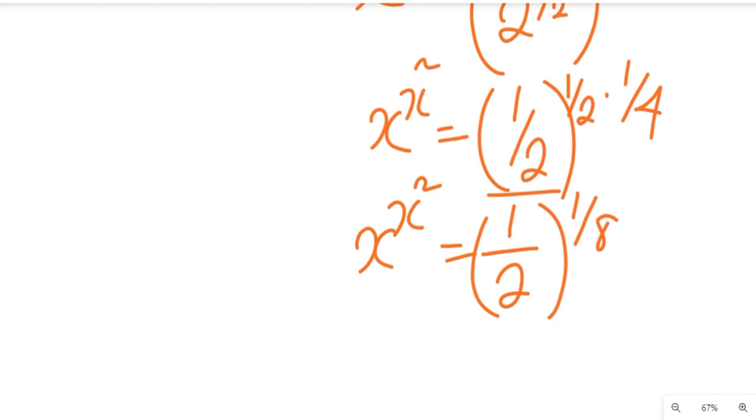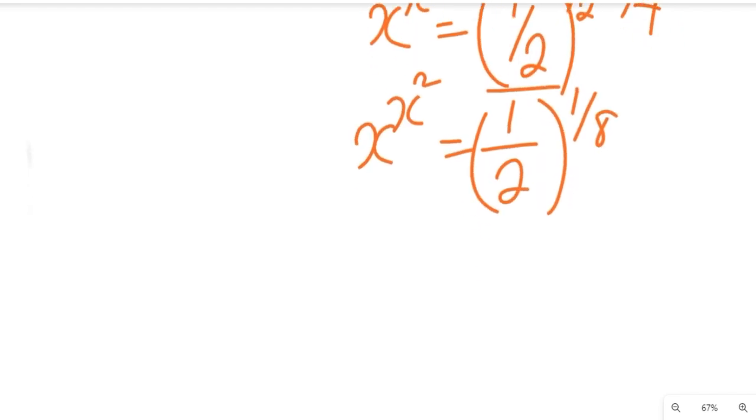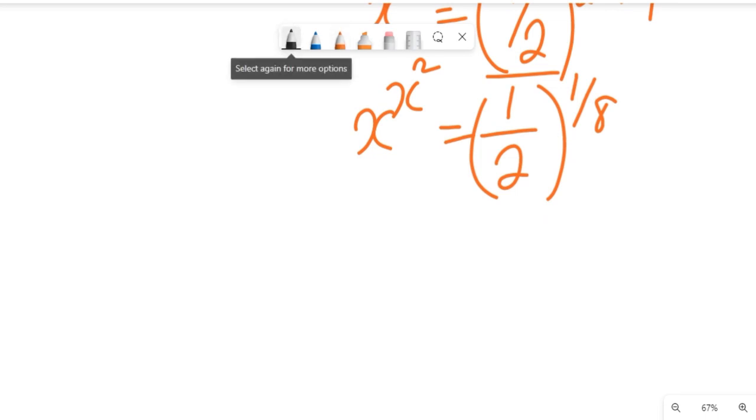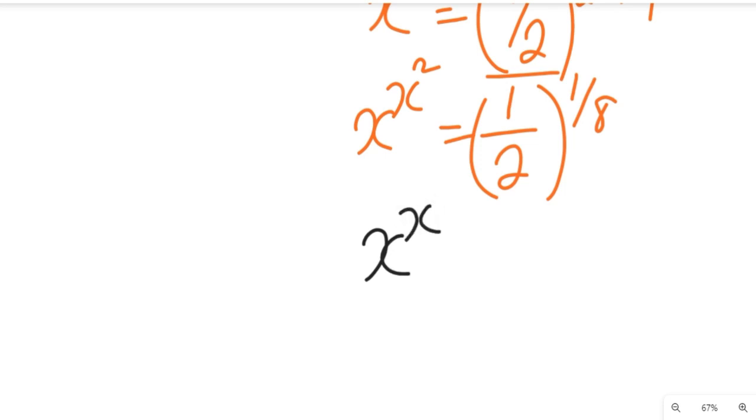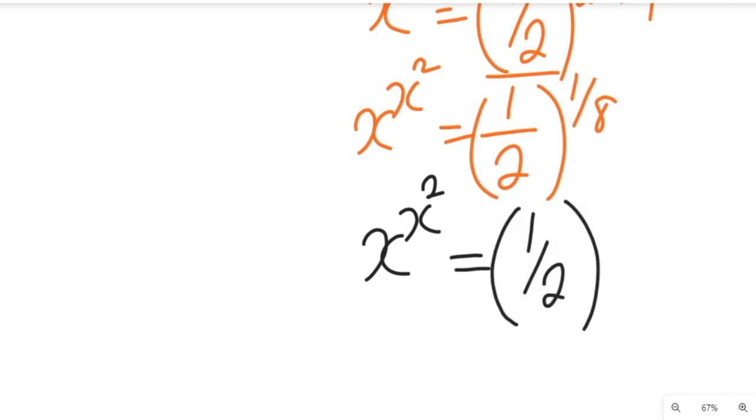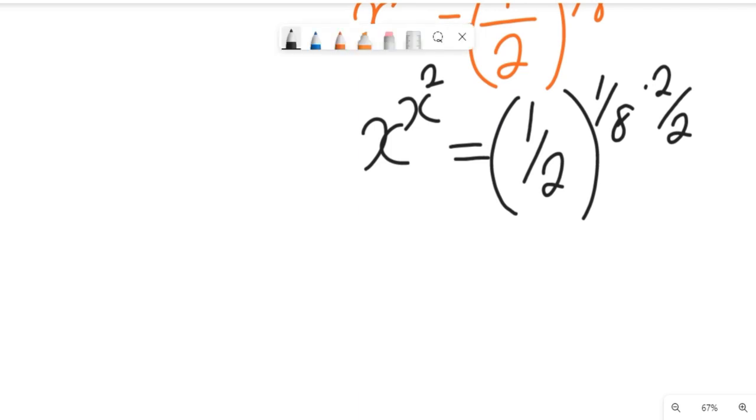Now come to look at this. We'll apply one logical reasoning here, and if we apply that logical reasoning, it's going to give us the same thing. Let's say we'll have x to the power of x to the power of 2, which is equal to 1 divided by 2 all to the power of, if I decide to do this, 1 divided by 8 multiplied by 2 divided by 2. I've not changed anything. That value still remains what it is. I only introduced 2 divided by 2 to make my equation very easy.